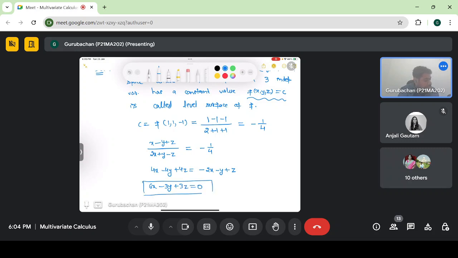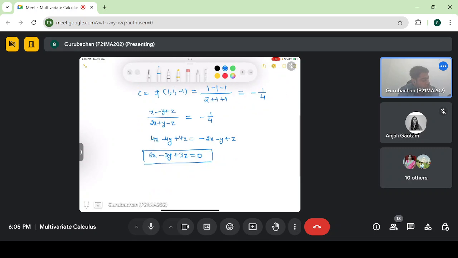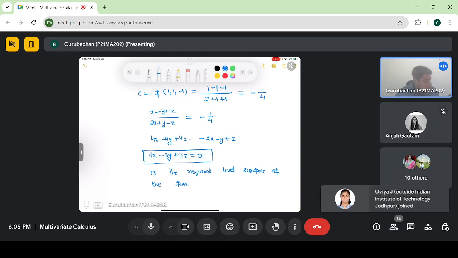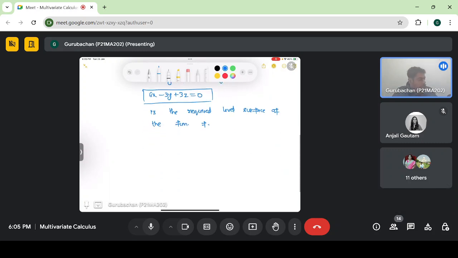It will be the required level surface of the function f. I hope everybody is clear with this solution. Okay, now let me move to the second question.